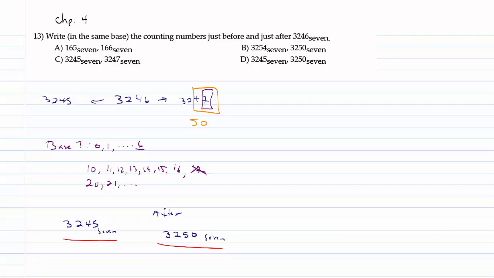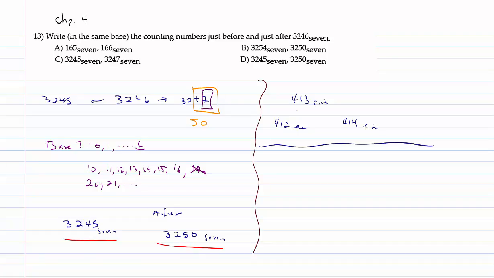Let me go ahead and do another example to illustrate this. So let me take the number 413 in base 5. The number immediately beforehand is 412 base 5, and afterwards would be 414 base 5. These don't present a problem because I'm only using the digits 0 through 4.